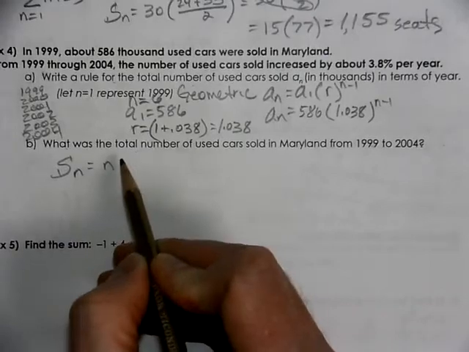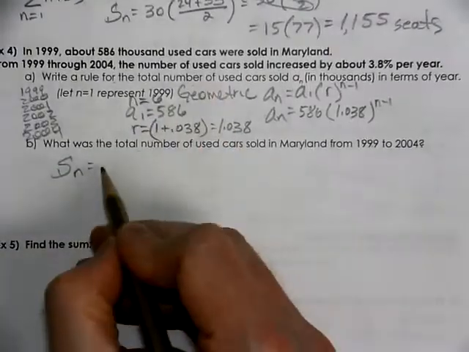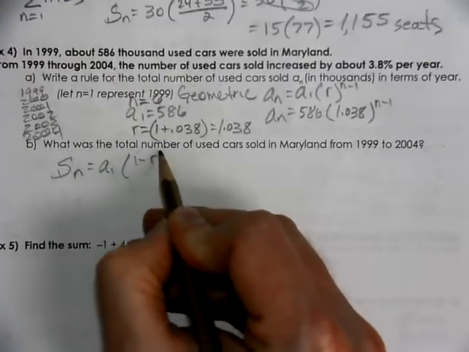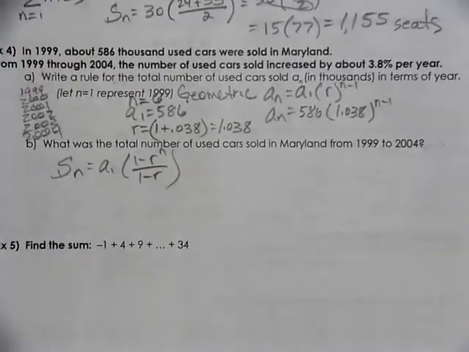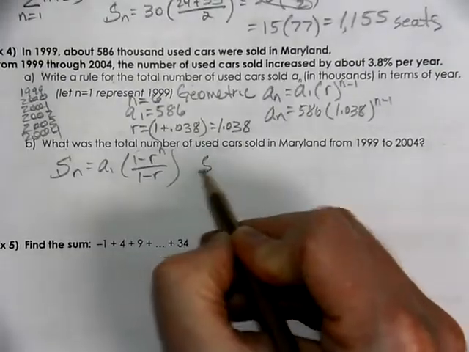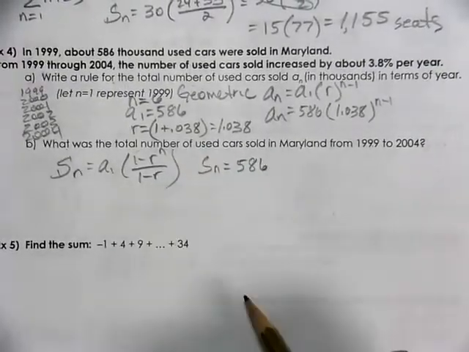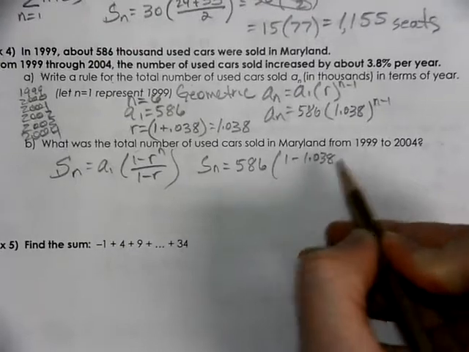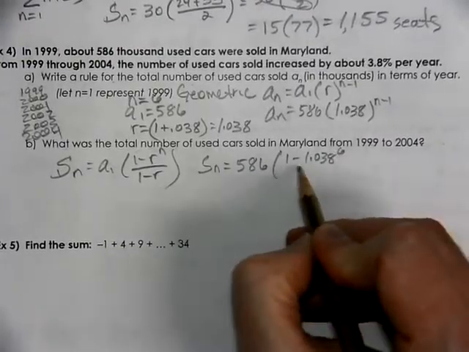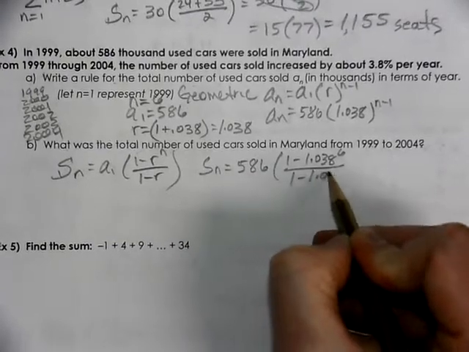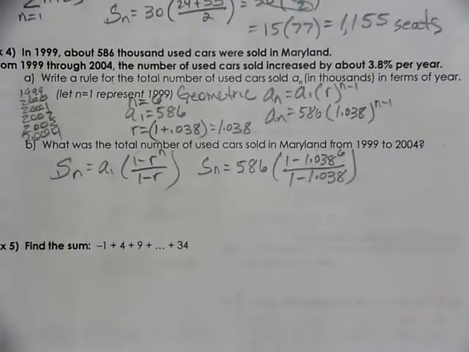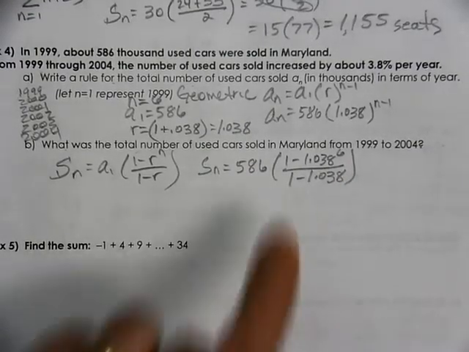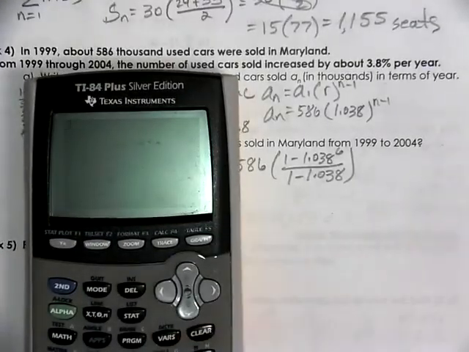1999 to 2004? Well, we're going to use n. The more times you write it, the more familiar you'll become with it. We'll use our formula. Our first term was 586, times 1 minus 1.038 to the sixth power over 1 minus 1.038. And because we're taking a crazy decimal to a power, we're going to need a calculator. So once we write out our value, we will show what we have using a calculator.